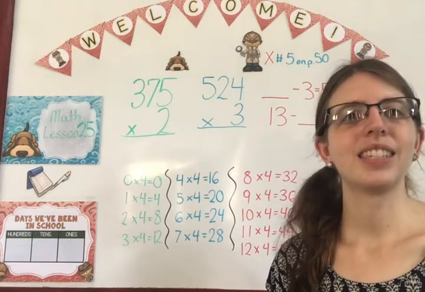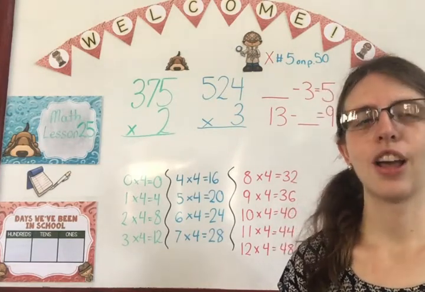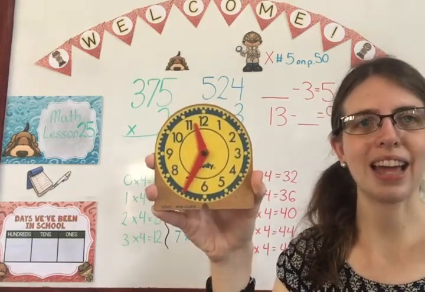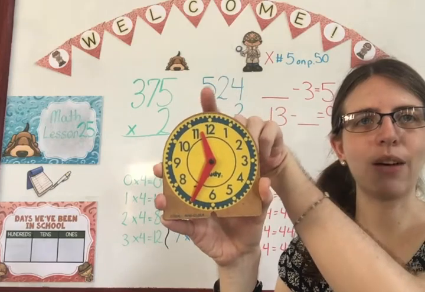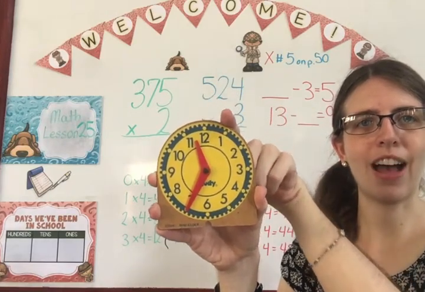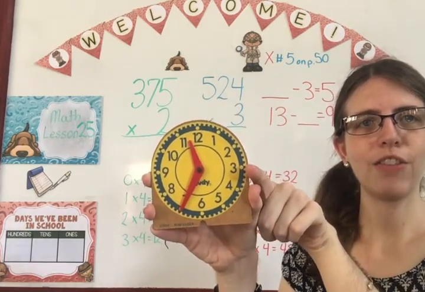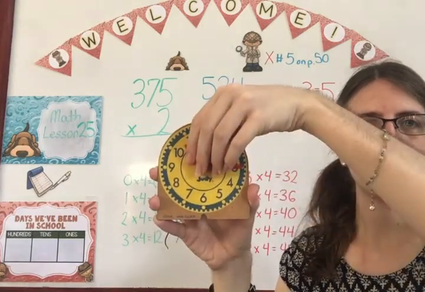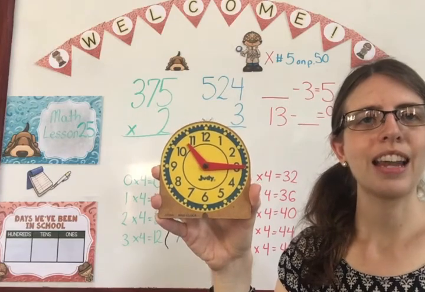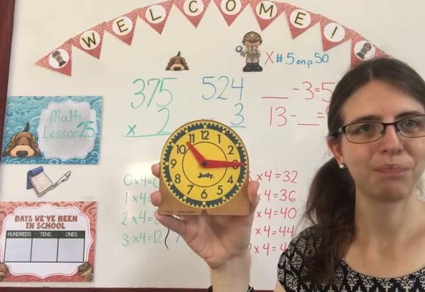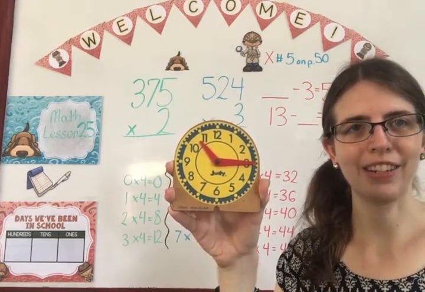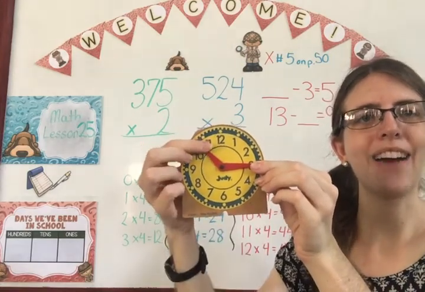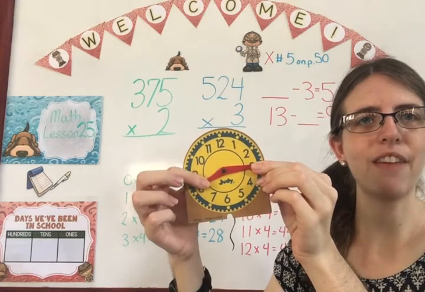Now I want to set my clock to 7:15. 7:15. So let's start with the minute hand again. Where should my minute hand go? Well, let's count. 12 is 0, 5, 10, 15. So my minute hand goes to the 3. Now it's 7:15. Where should my hour hand go? Keeping my minute hand on the 3, my hour hand goes to the 7.